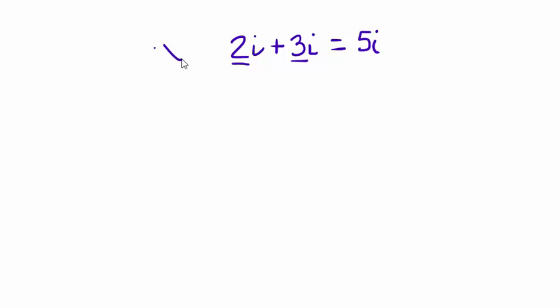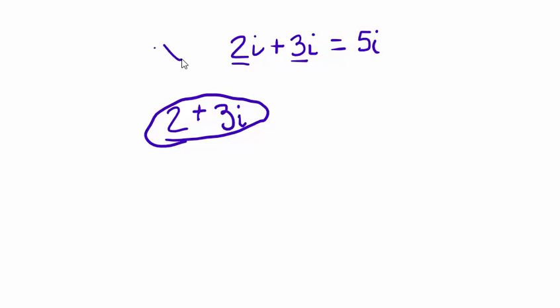So for instance, if I had 2 plus 3i, I can't add those. There's nothing I can do here, and we would just leave it like that. So we can't add them unless they both have an i. And the same thing is true with subtracting.